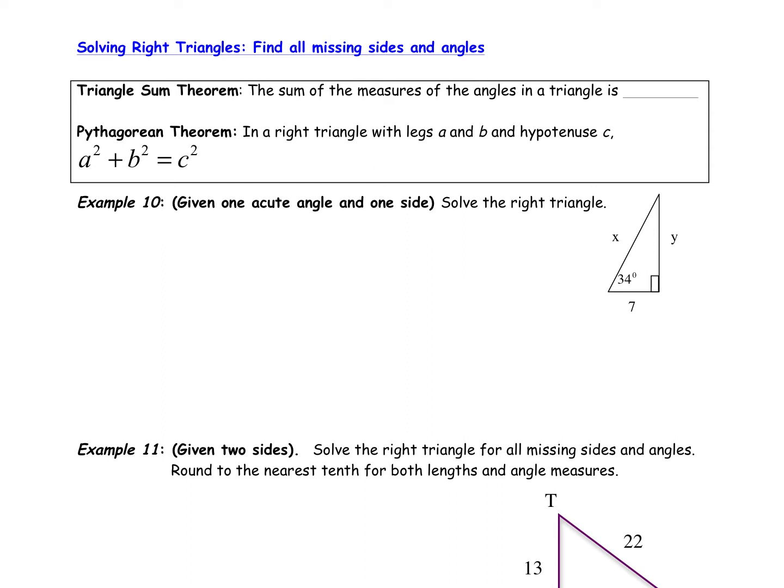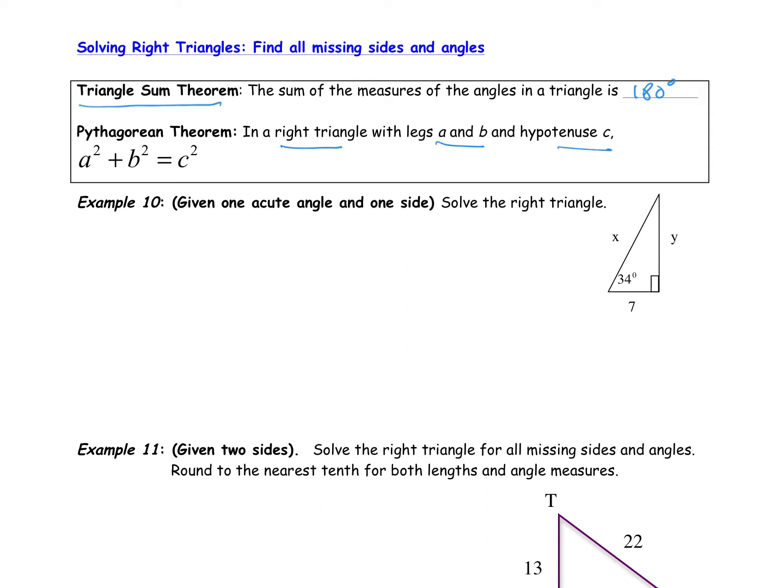The first one is the triangle sum theorem, and that says that the sum of the measures of the angles in a triangle, so the interior angles, adds up to 180 degrees, and you learned that in geometry. The second one is the Pythagorean theorem that says in a right triangle with legs a and b and hypotenuse c, the sum of the squares of the lengths of the legs, a squared plus b squared, is equal to the square of the length of the hypotenuse, which is c squared.